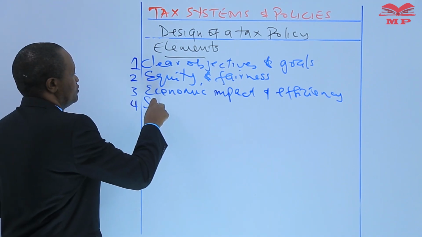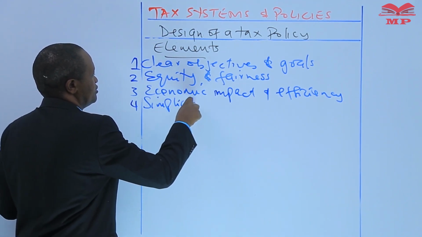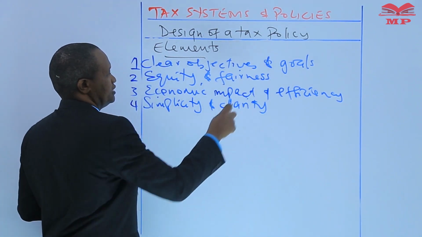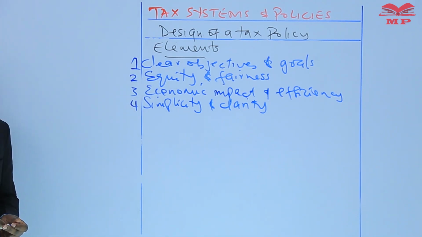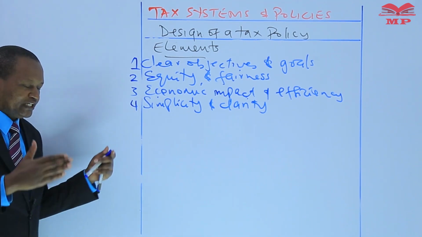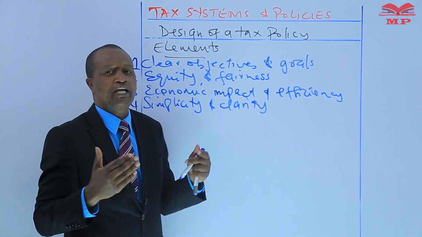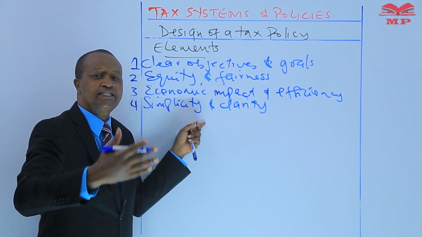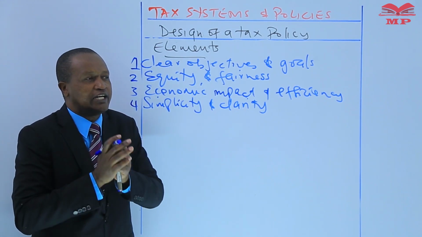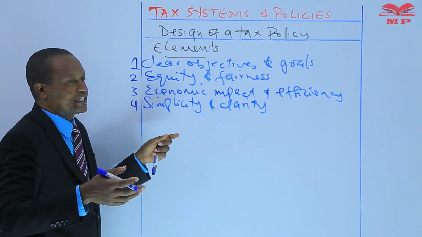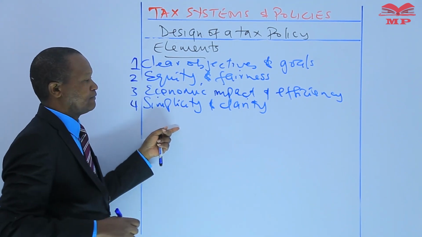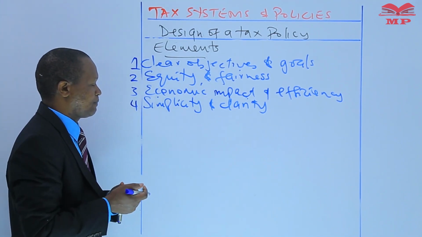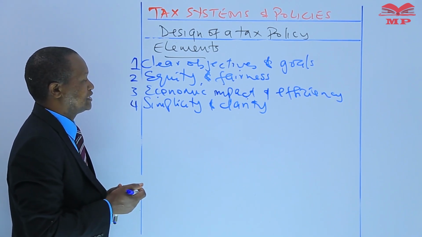Number four, simplicity and clarity. When designing a tax policy, aim for a tax code that is easy to understand and comply with for both the taxpayers and the tax authority. It has to be simple, it has to be clear to both the taxpayers and the tax authority.